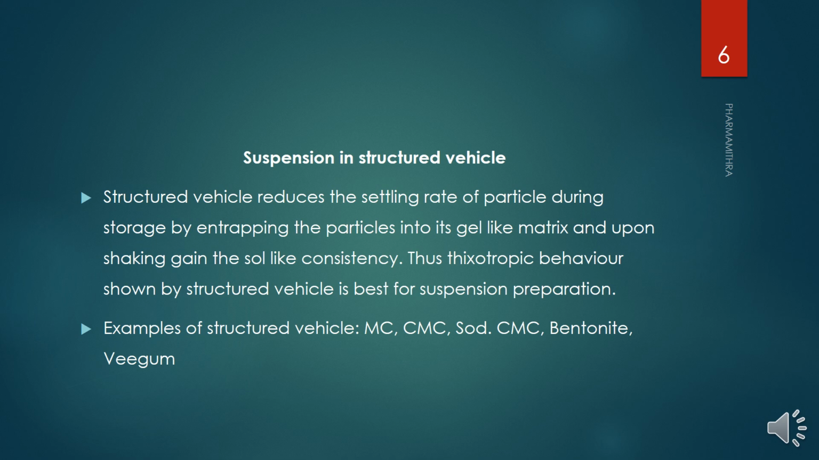Here we want to know what the examples of structured vehicle are. The examples of structured vehicle include methyl cellulose, carboxymethyl cellulose, sodium carboxymethyl cellulose, bentonite and so on.